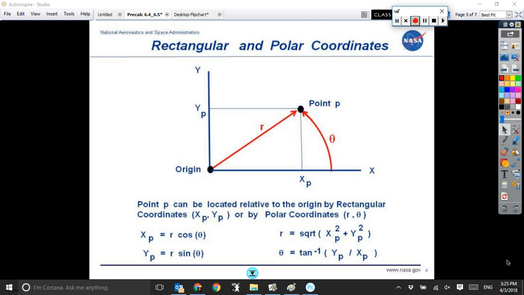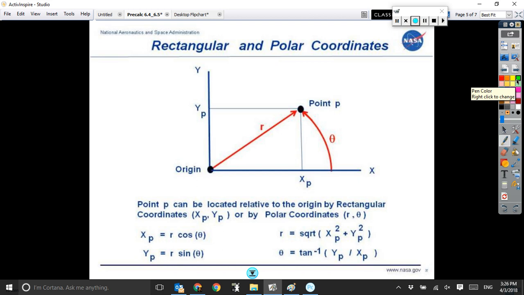Alright, so for this next part, we're going to talk about how to go back and forth between polar coordinates and rectangular coordinates. So we already learned that a polar coordinate has an r and a theta, and of course a rectangular coordinate is just one in terms of x and y. So we have some formulas down here at the bottom to help us out.